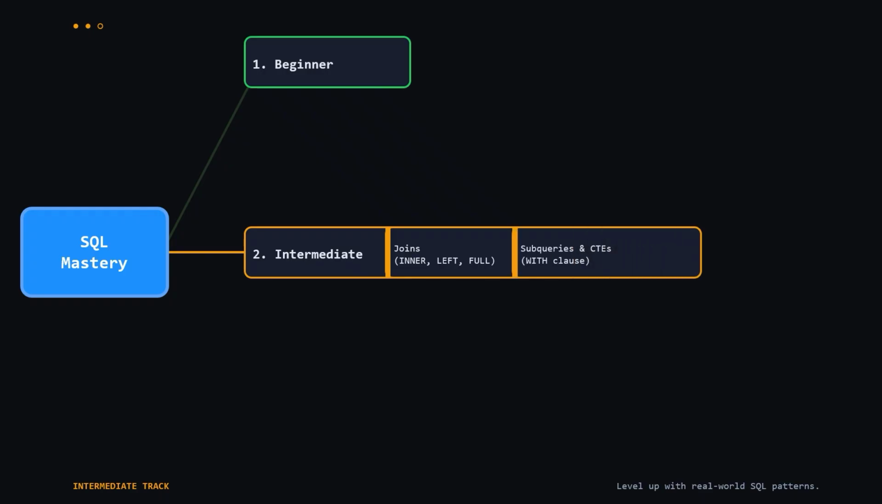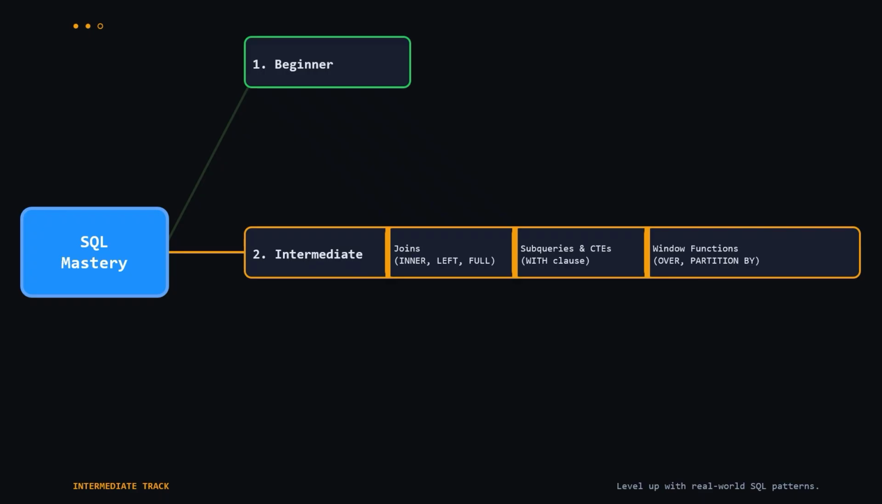Next, subqueries and CTEs. A subquery is a query inside a query. CTE, which stands for Common Table Expression, written with the with keyword, is a cleaner, more readable way to do the same thing. CTEs are especially useful when your logic gets complex and you want to break it into named steps.